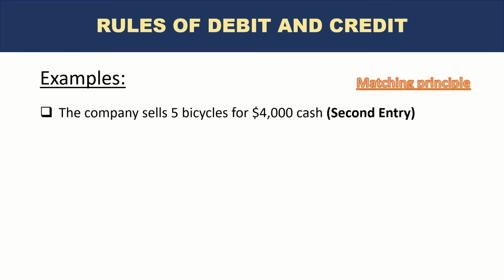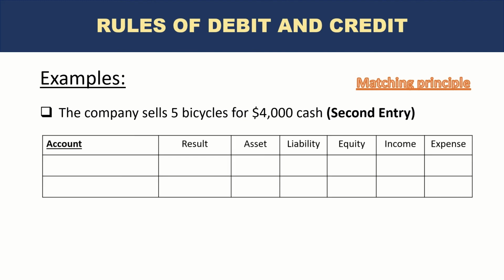For the second entry for the same transaction, which is sales of 5 bicycles, now we apply the matching principle and record the cost. So originally those 10 bicycles were recorded as inventory. Now 5 of those need to be recorded as cost of sales. So one of the accounts that will be impacted is the cost of sales. What is the other account? That will be the inventory account, because the inventory was an asset with expected future benefits.